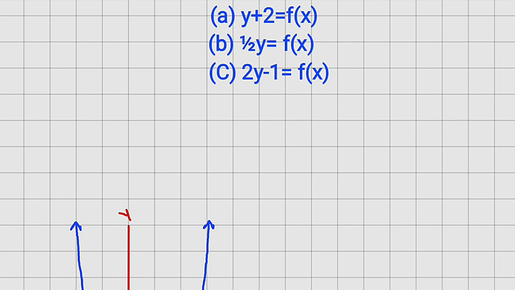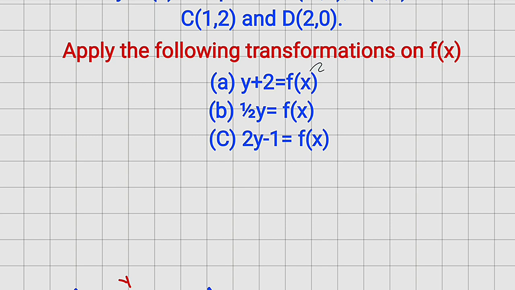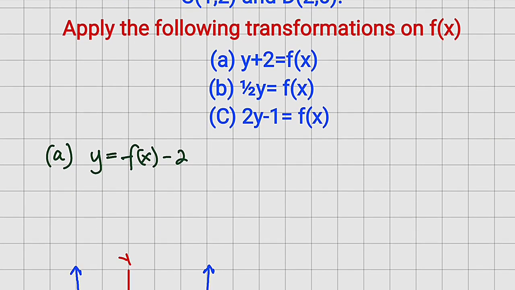Let's start applying these transformations. We have 1, 2, 3. The A part, y plus 2 equal to f of x. First of all, we have to make y the subject. So if you take 2 to the other side, it is going to become negative. So we have y equal to f of x minus 2. You should know that f of x is nothing but this function that has these coordinates, and I have already constructed the graph.